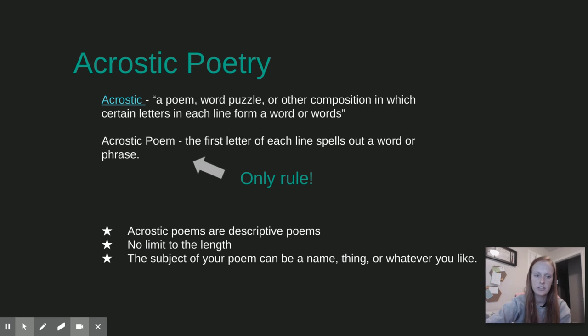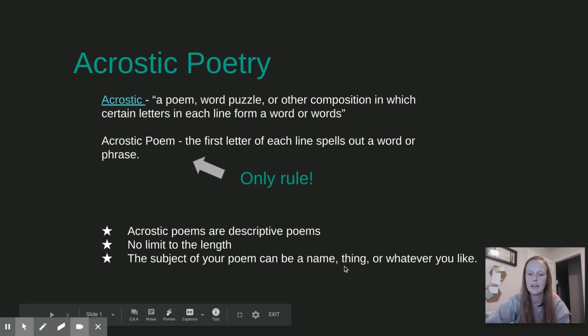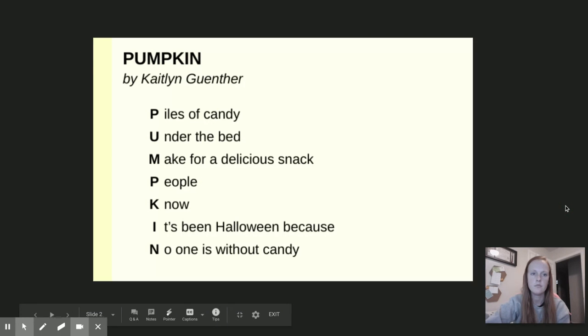So again, a reminder, acrostic poems are descriptive poems. There is no limit to the length, and the subject of your poem can be a name, a thing, or whatever you like. So let's look at an example. Here we see that Caitlin wrote her poem about pumpkins. That is her subject. So she wrote pumpkins vertically on her page. From there, she is going to use the letters from her word to create sentences.